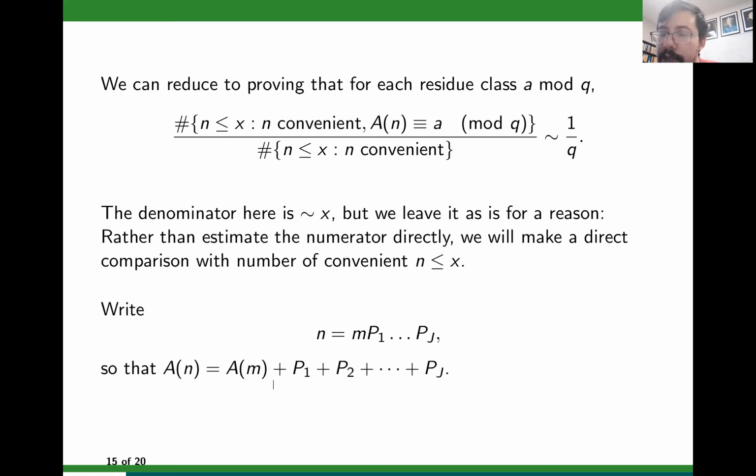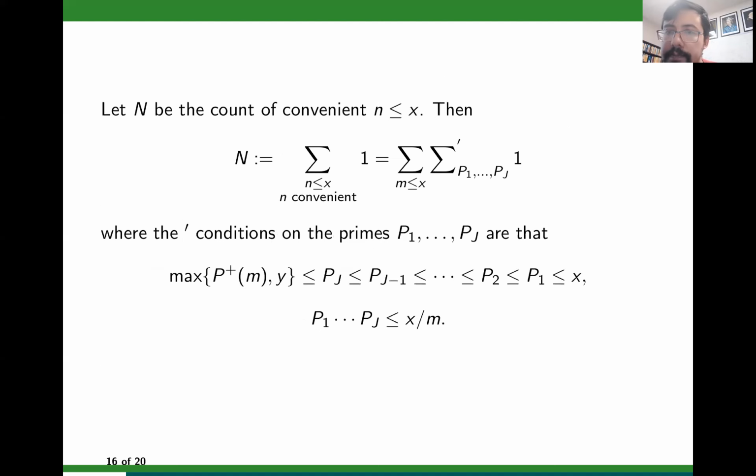And now I'm going to use this decomposition of n to estimate both the numerator and denominator in my ratio above. So let me start with the denominator. How can I write the number of convenient n up to x in terms of m and the p's? Well, the first thing I'll do is call it capital N. Okay, that's not accomplishing anything, but I can do it. Then I'll write it as a sum of ones, so the sum of 1 for every convenient n up to x. That's still not really accomplishing anything.